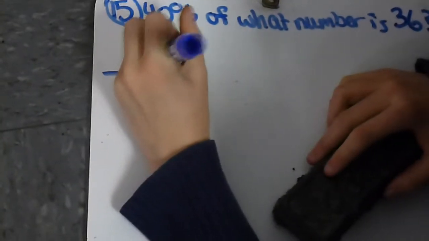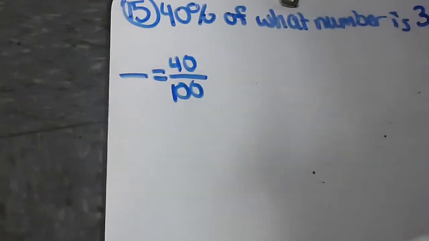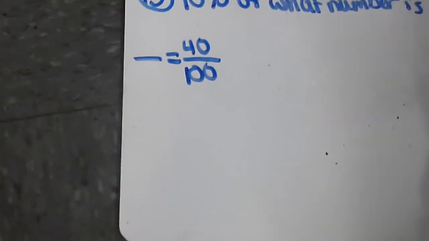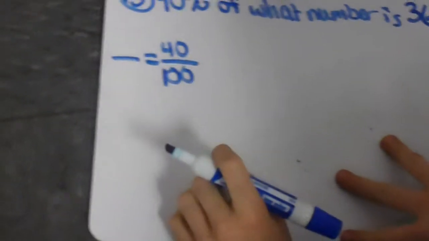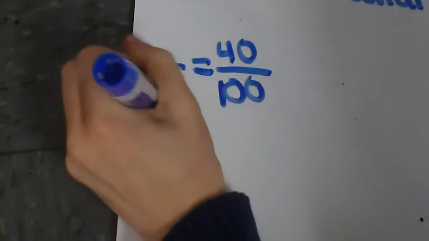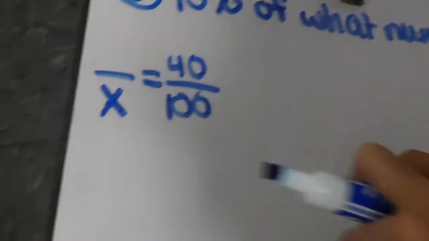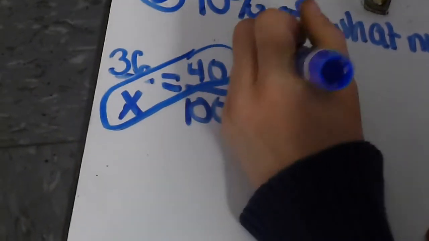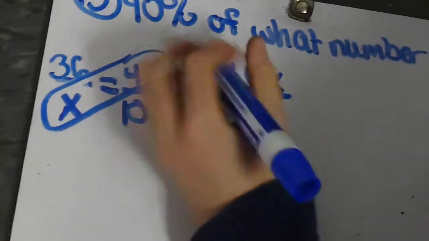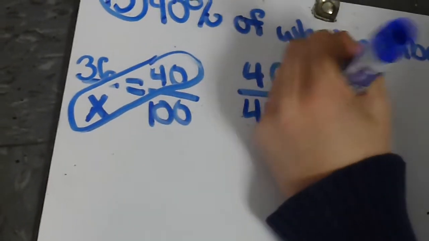So we would know 40 over 100 because the percent is the number over 100. And it doesn't tell us our of. And our of is on the bottom, so we would just put an X on the bottom of the first fraction. And then we put is, which is 36. We would take 40 times X, which would equal 40X. And then we would have to divide that by 40.